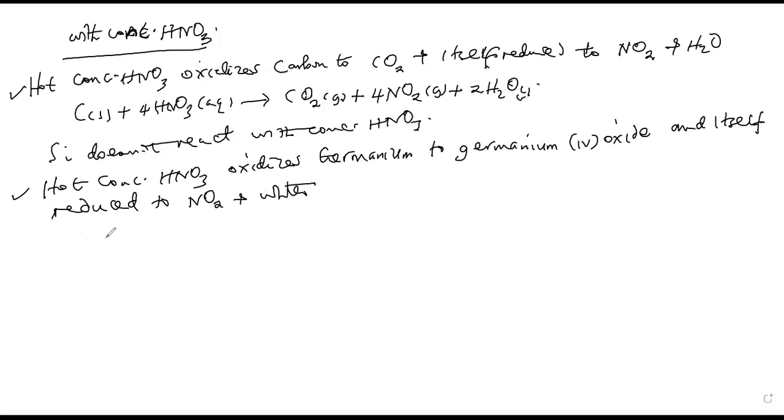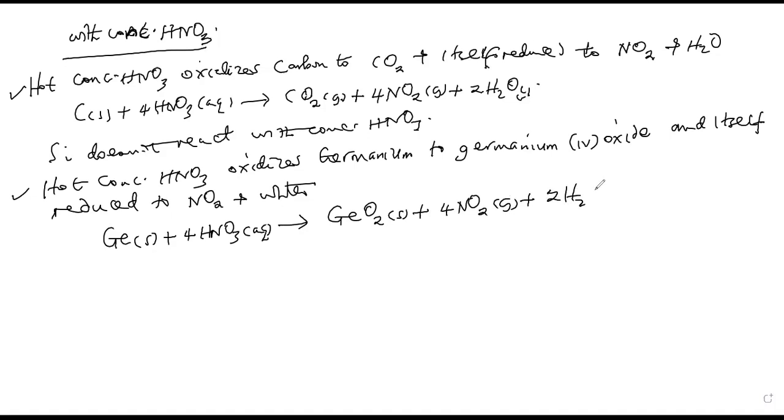Equation: germanium solid plus conc nitric acid forms germanium 4 oxide, and itself is reduced to nitrogen dioxide and water. So it's a matter of knowing which ones react, which ones do not react, and under what condition: it must be hot conc to form what? Germanium 4 oxide and nitrogen dioxide and water.